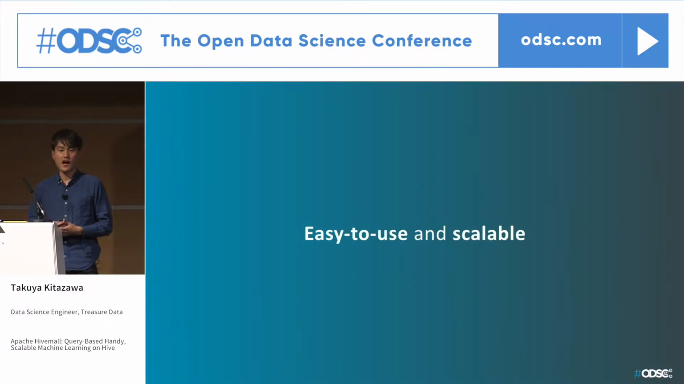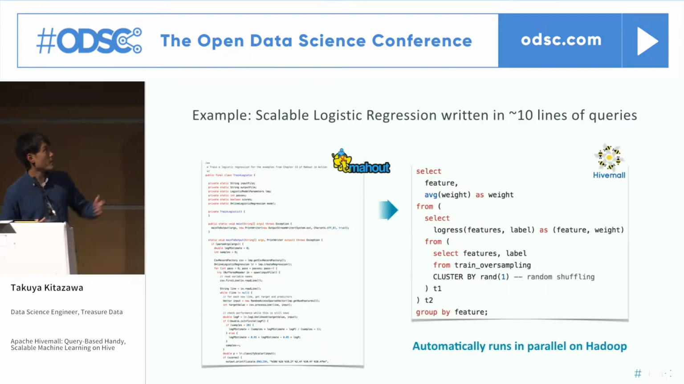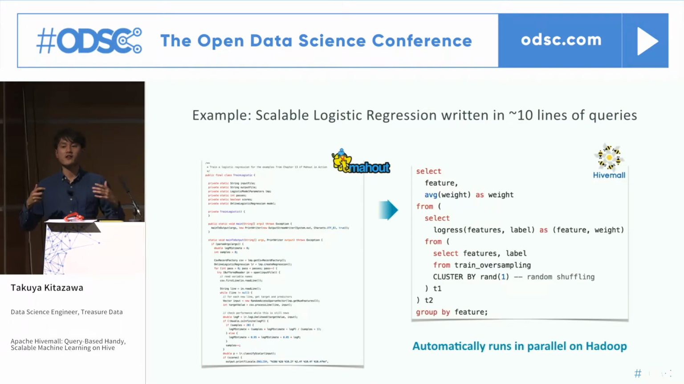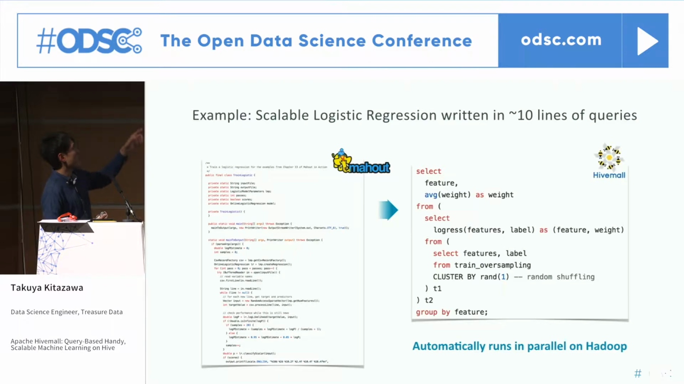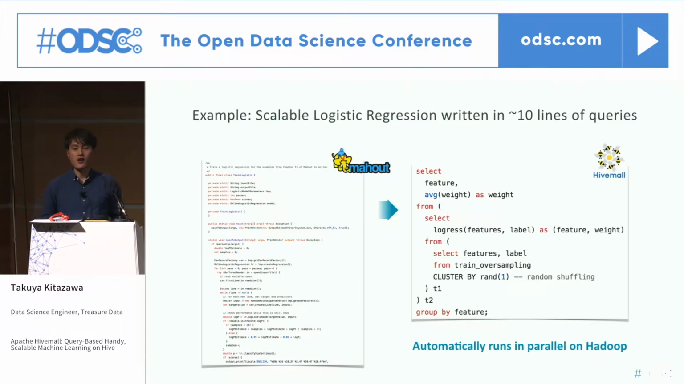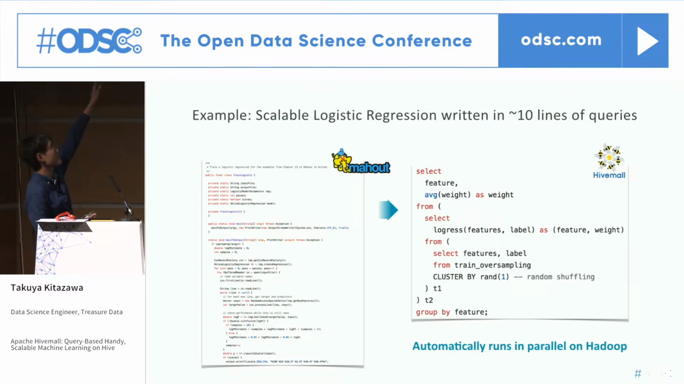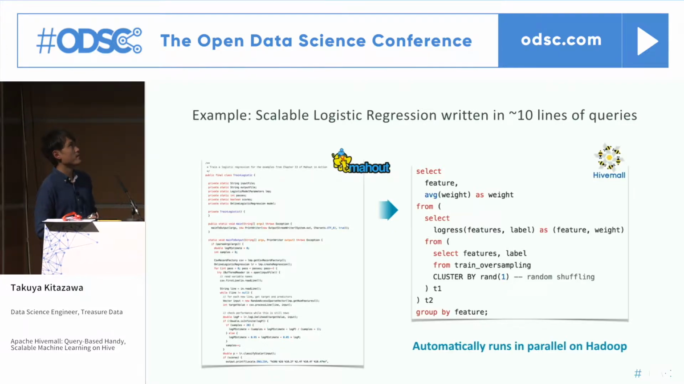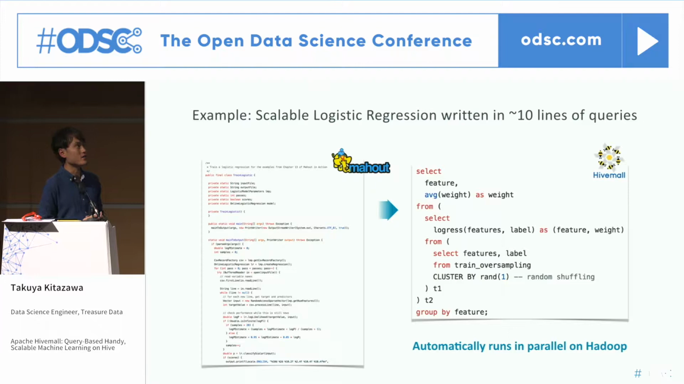First of all, Hivemall is easy to use and scalable. So here's the first query example from Hivemall. In the context of scalable machine learning in the Apache project, there was an option from Apache Mahout. In Mahout, you have to write this kind of Java code to implement scalable logistic regression. But what about Hivemall? The only thing you have to write is these 10 lines of query.